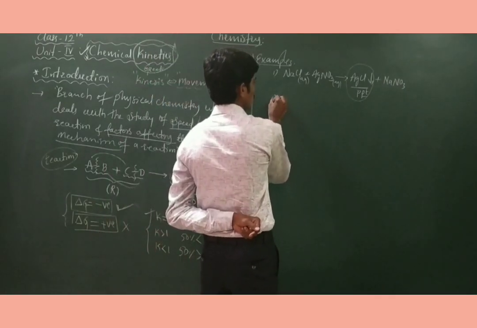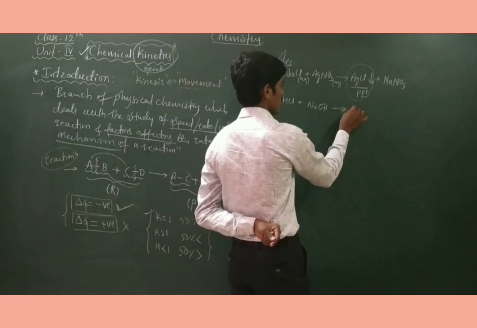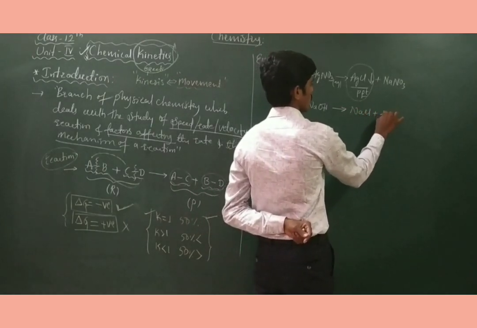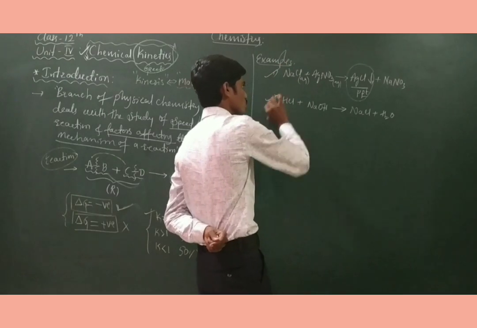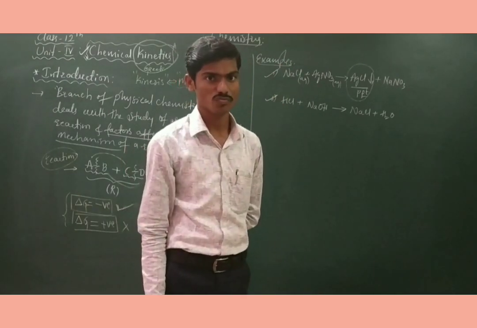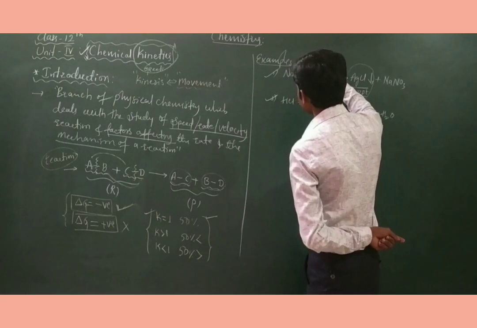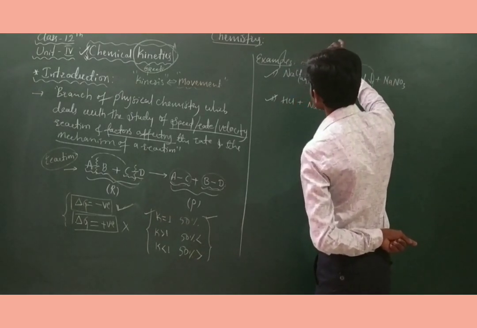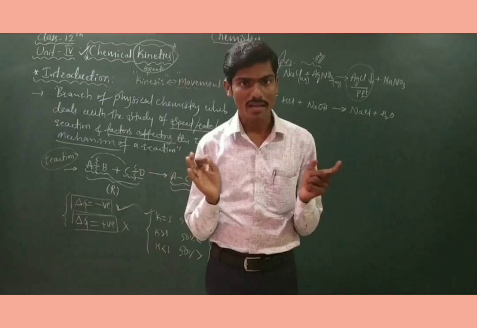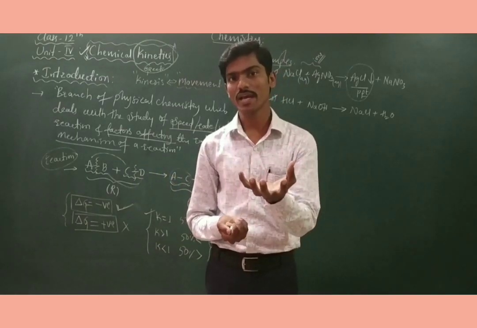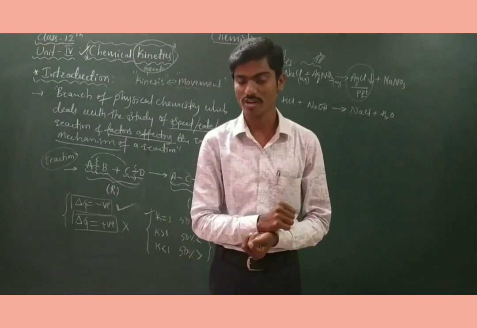Second one, when HCl plus NaOH mix with each other, acid and base, which forms salt and water, that is a neutralization reaction. Almost all the precipitation reactions and neutralization reactions are very fast reactions. The reason for these fast reactions is that these already contain ions. So it does not require energy to break the bond. Because it already contains ions, when mixed with each other, immediately the reaction will proceed. Spontaneous reaction. Very fast reaction.